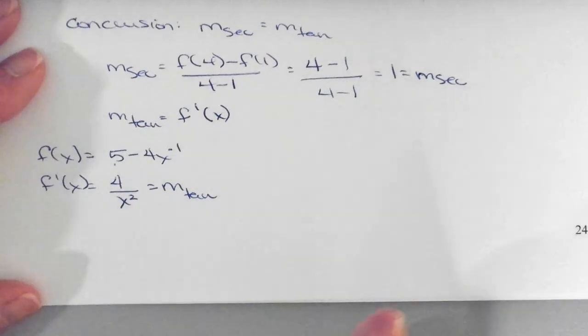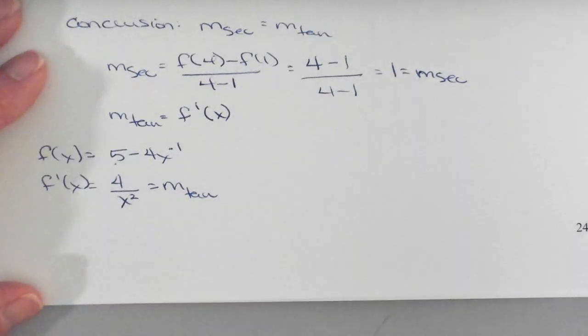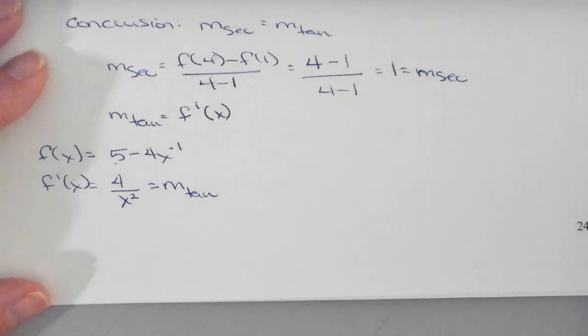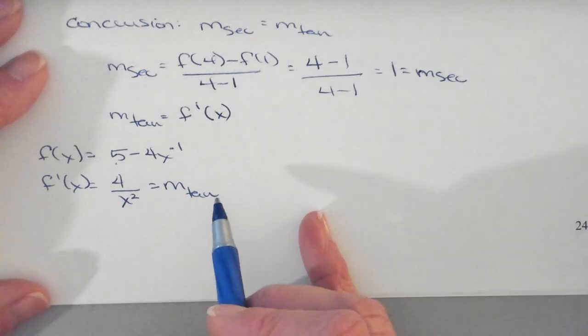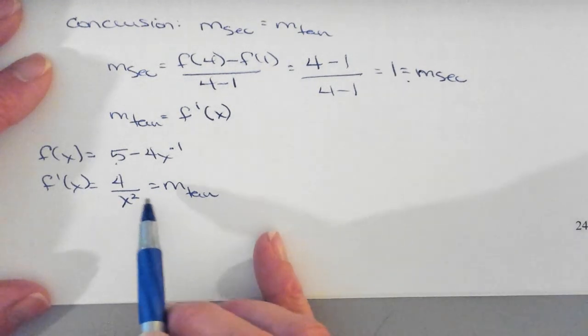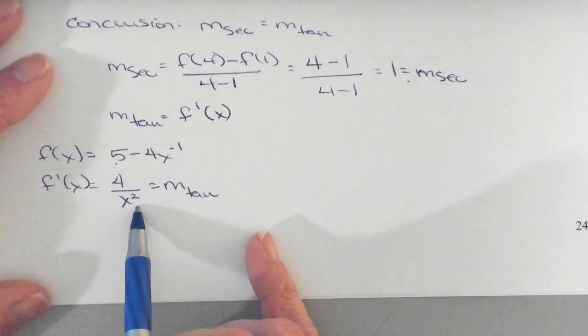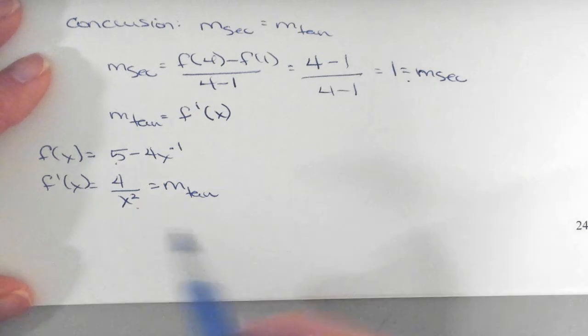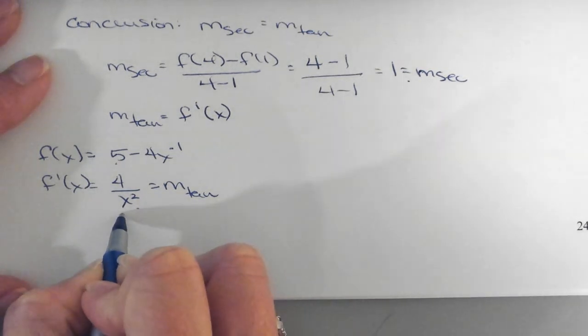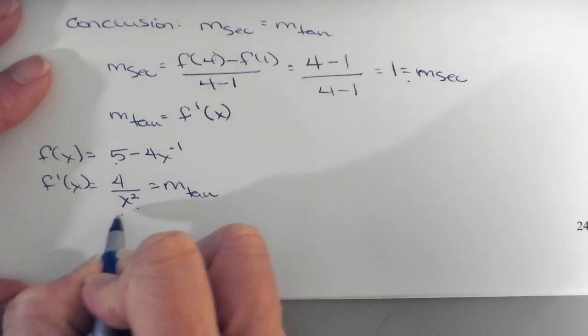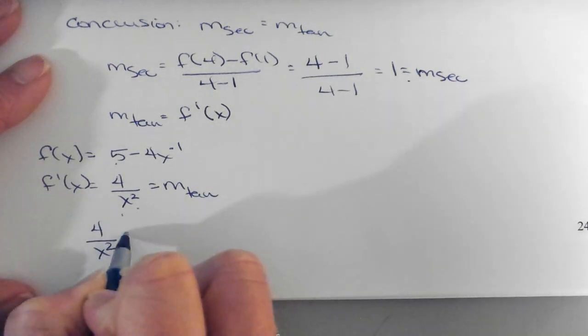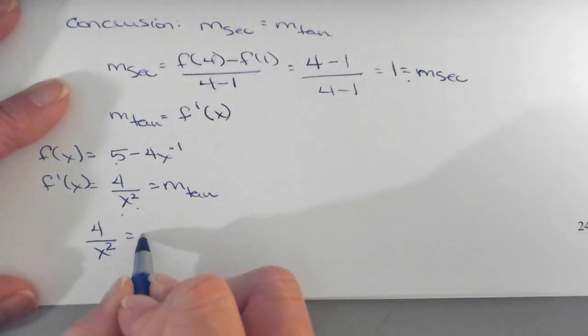Now more specifically, we would have to say find the slope of the tangent line where x is equal to blah, but we don't know what that is. So what we now want to do is we have the slope of the secant line and the slope of the tangent line. We want to see where, if on that interval, those two will be equal to each other. So we set the slope of the tangent line, 4 over x squared, equal to the slope of the secant line, which is 1.